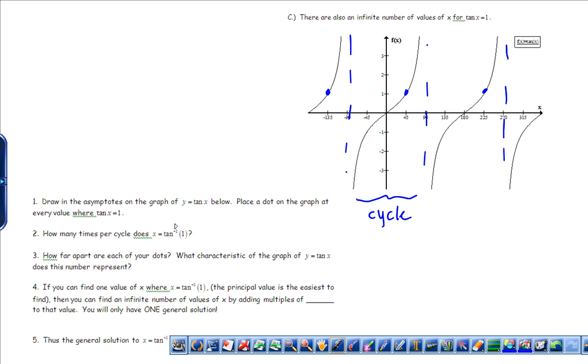So how many times per cycle do you have a point? And this is only once, so this is going to change things. How far apart are each of your dots? Well, it looks like they're going to be 180 degrees. And remember, every time that you write that it represents your period.